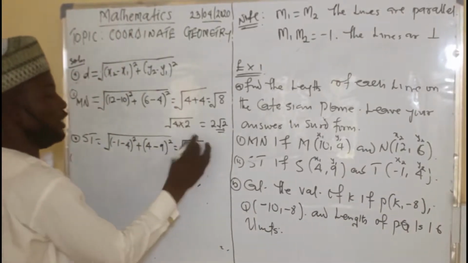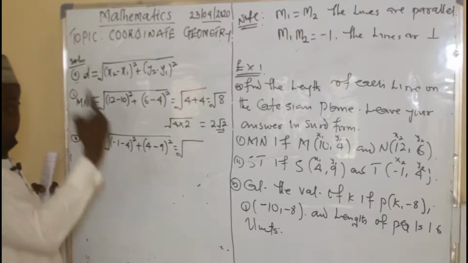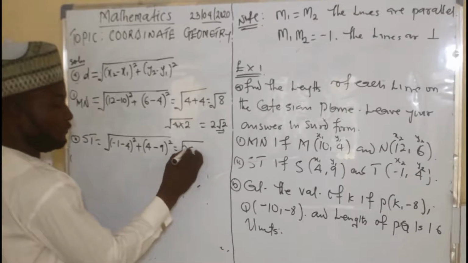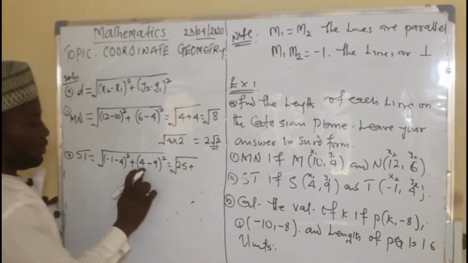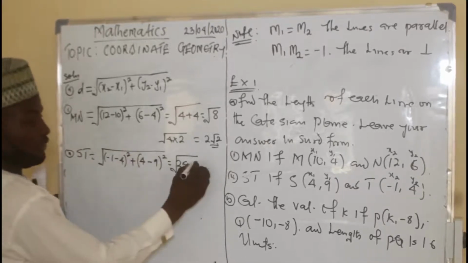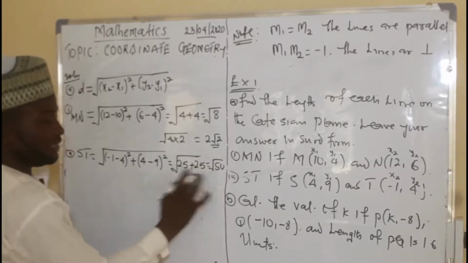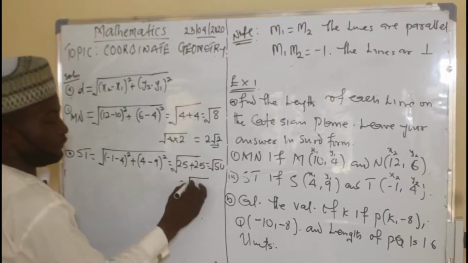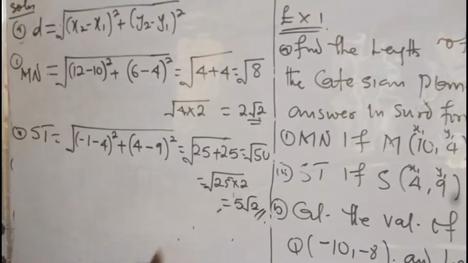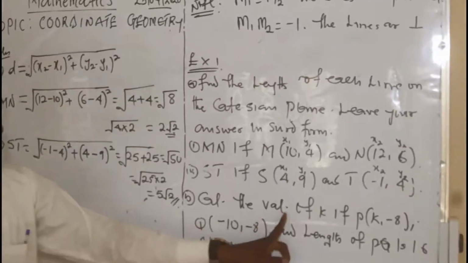So this is the same thing as square root of (minus 1 minus 4, which is minus 5) squared. Minus 5 square will give us what? 25 positive, right? 25. So we have 25 plus 4 minus 9 is minus 5 again. The minus 5 square is still 25. So what are you going to have? Root of 50. Are we there? So this is the same thing as we simplify it to a short form, 25 times 2, which our answer is what? 5 root 2. Are we together?